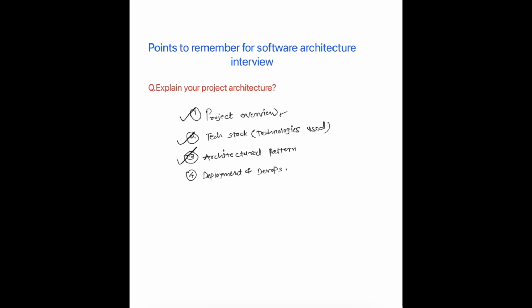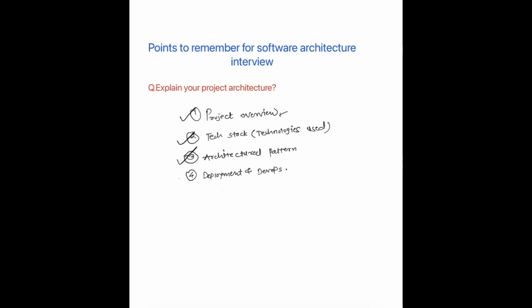For example, our system follows a microservice architecture where each service handles a specific responsibility, such as user management, orders, and payments. These services communicate via REST APIs and Kafka message queues. This is the simple way you can give the answer for the architectural pattern.